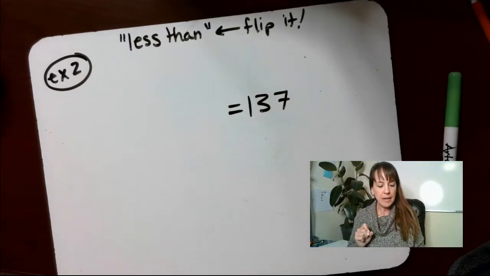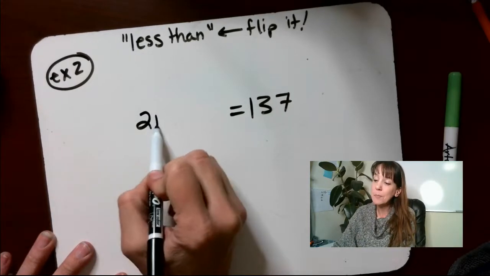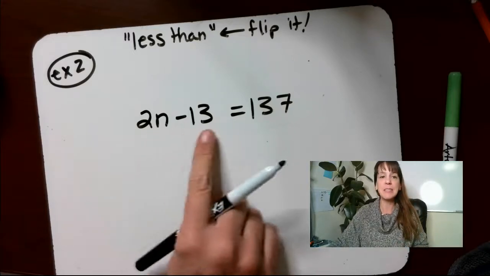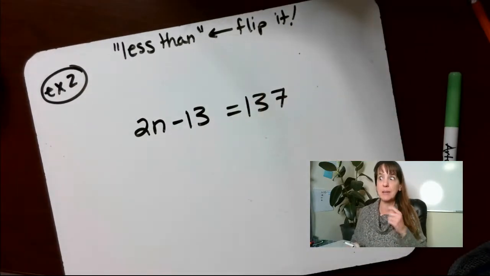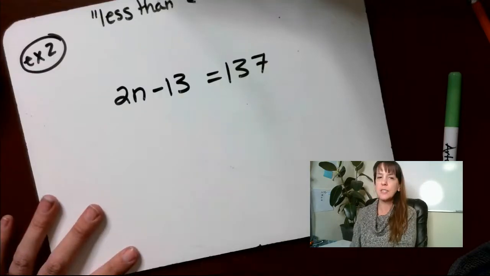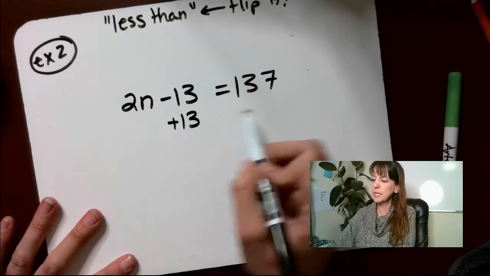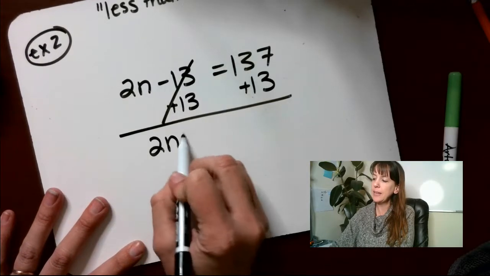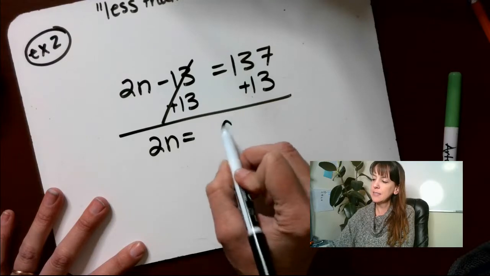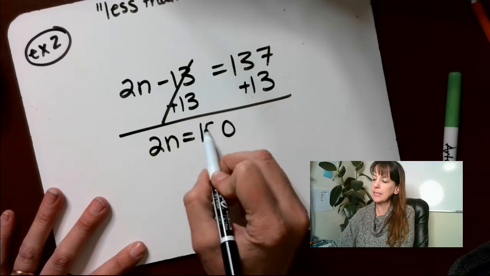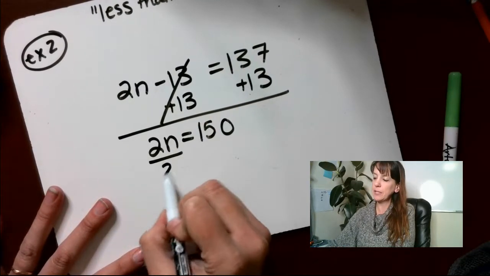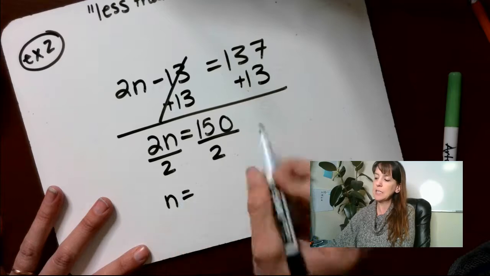Find a number such that 13 less than twice the number. Twice the number minus 13. Notice I said 13 less than twice the number, but I flipped these around. That's what I mean when I say less than means flip it, okay? Good, so this is what our problem is going to look like. Plus 13, plus 13. These cancel out. I get 2n equals 150. So now we cut these in half, divide by 2.